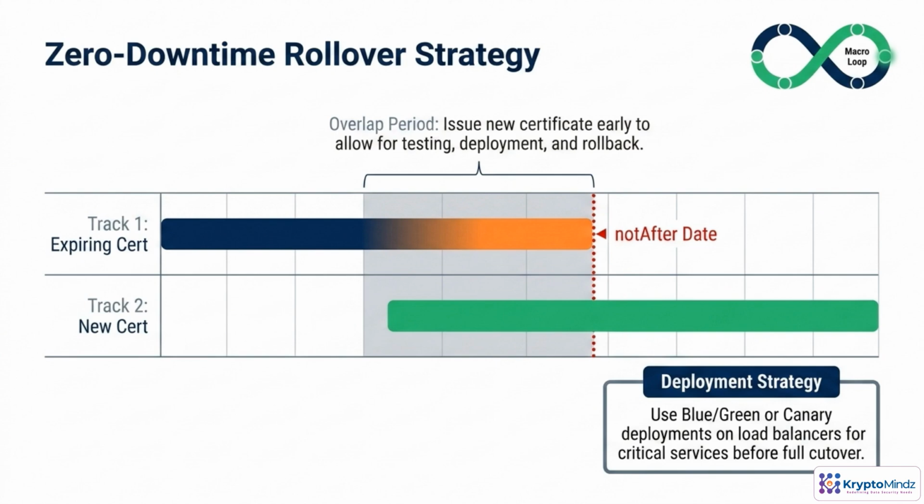Zero downtime rollover is all about planned overlap. You don't wait until a certificate is about to expire. You issue the replacement well before the not after date. During that overlap window, both certificates are valid. You then deploy the new certificate to a subset of traffic first, using blue-green or canary techniques on your load balancers. If something breaks, you immediately roll back to the old cert. Once monitoring and client behavior look clean, you finish the cutover and let the old certificate quietly expire.